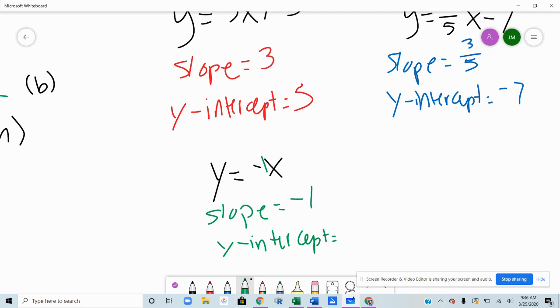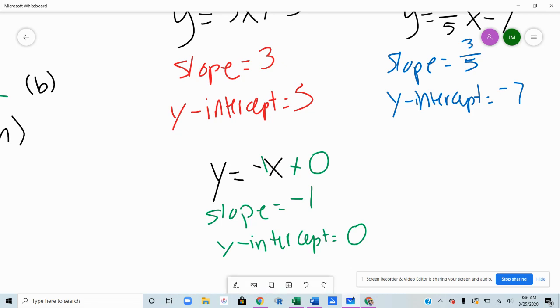Okay? Your y-intercept is the number that's by itself. It's the constant. What's your constant? Well, I don't see one. There isn't one. So it's like I have +0. So your y-intercept is 0. Okay? If you don't have a number in front of x, that's 1. But if you don't have a y-intercept, that's 0.